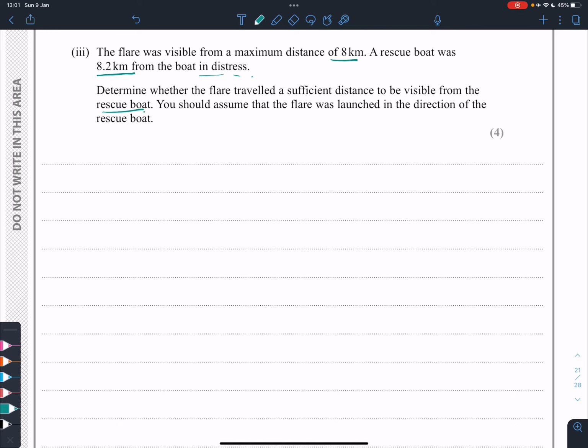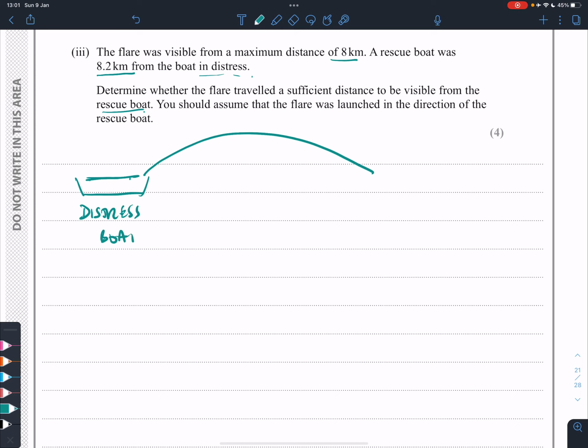Well, okay, so let's go back. Let's draw this then. So we've got this boat here, and we know that the flare was launched in this direction. So we assume that this is the boat in distress, and this is the rescue boat. Now, obviously, it's not going to be to scale. The rescue boat is over here somewhere.